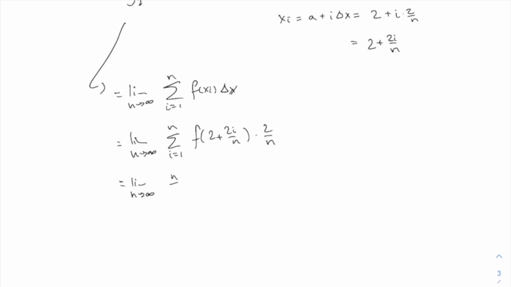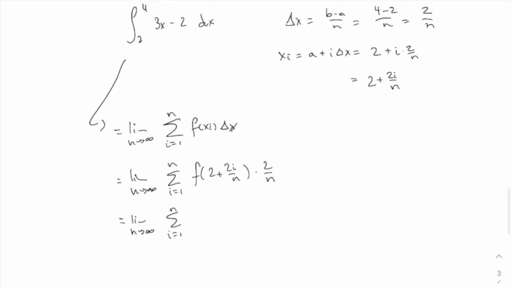The sum from i equals 1 to n. Okay, I plug into the f. This is maybe slightly tricky. 3 times that stuff inside the parentheses minus 2. It's got to look like this, and make sure you get your parentheses right. 3 times (2 plus 2 over n) minus 2, and all of that times 2 over n. I hope that's how you plugged it in.